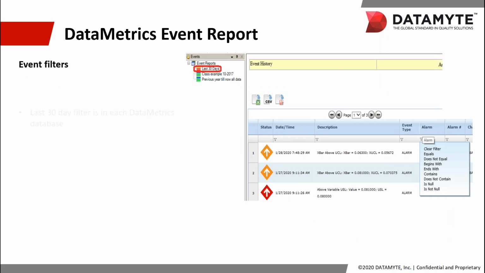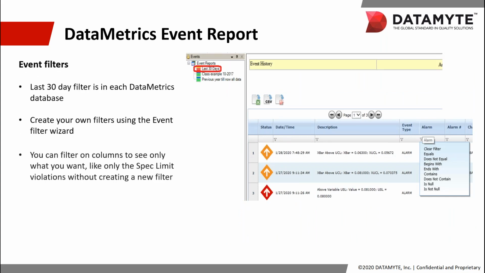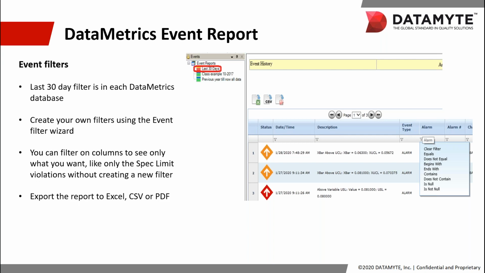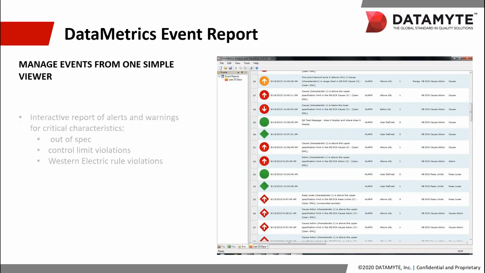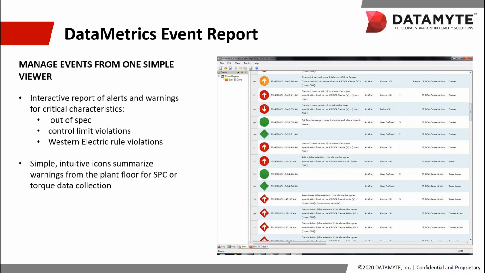DAR includes a last 30-day event filter in all DataMetrics databases, or you could create your own event filter. Existing filters have column filtering capability. This report also has icons to export it to Excel, CSV, or PDF. The colored circle or diamond indicates the direction and category of the violation, control limit or spec limit. Scrolling through the chart, you can review the alarm condition and any associated cause or corrective action.